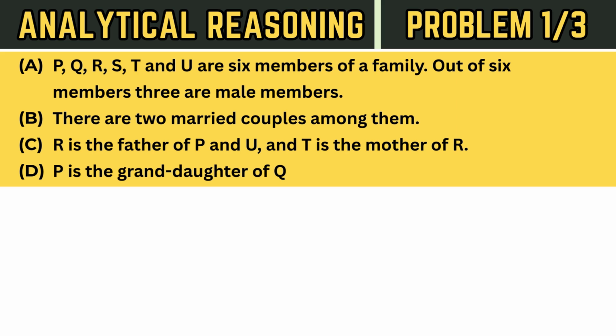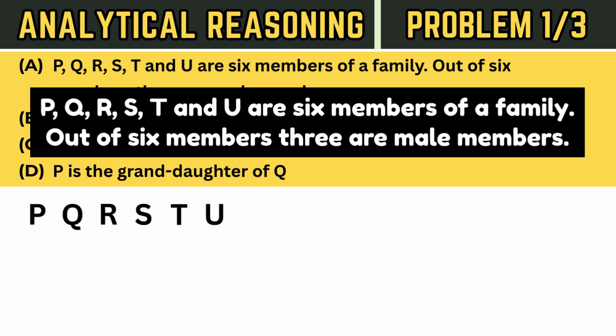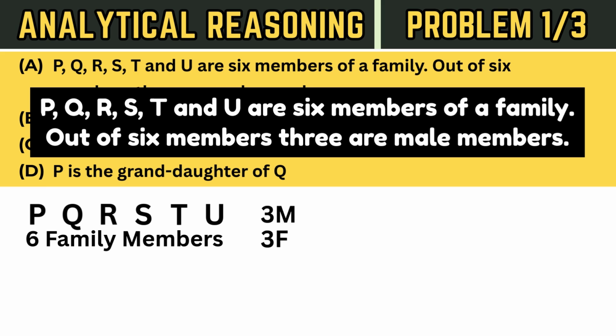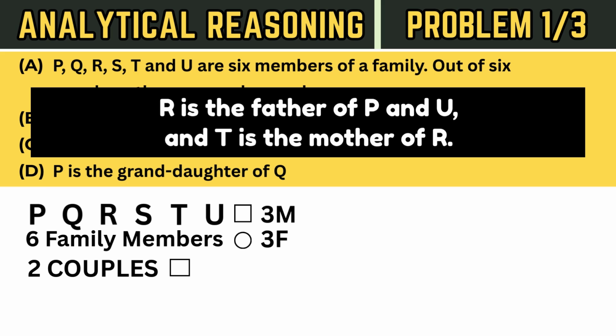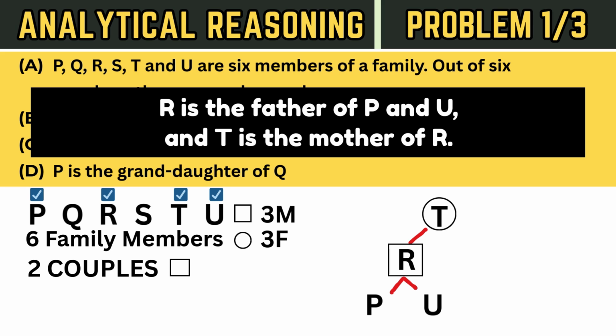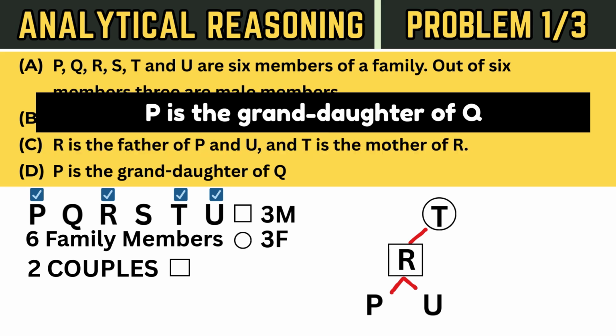Now we make the information diagram. P, Q, R, S, T and U are 6 members of a family. 3 are male, so 3 will be female. Here we take square to show male and circle to show female. There are 2 married couples among them. R is the father of P and U. Start arranging, so keep P and U under R. Draw square around R. T is the mother of R, so keep T above R, and draw circle around T as female. P is the granddaughter of Q. Draw circle around P being female.